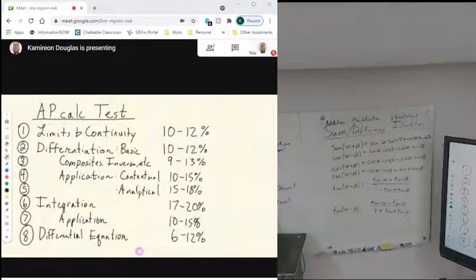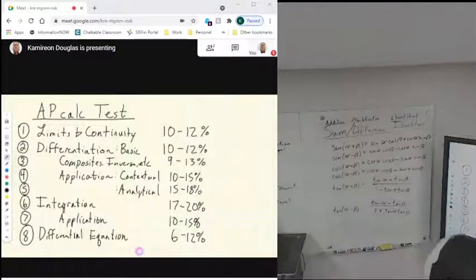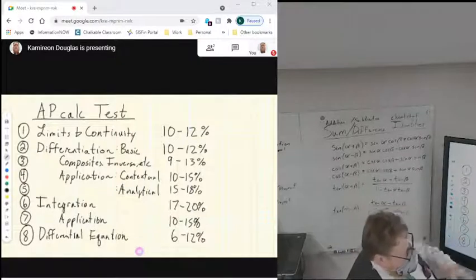Alright, as promised, let's talk about the test first. AP exam. Here's the breakdown. What I want to point out first is you'll notice that the vast majority of this test is differentiation. Different categories of it, but differentiation for sure.